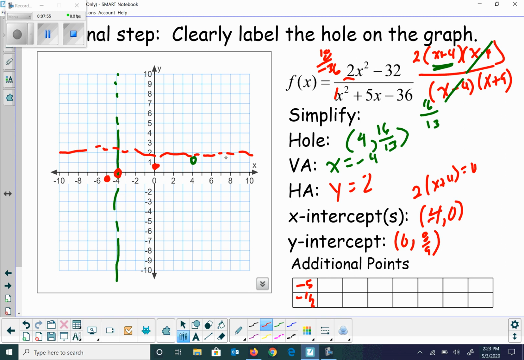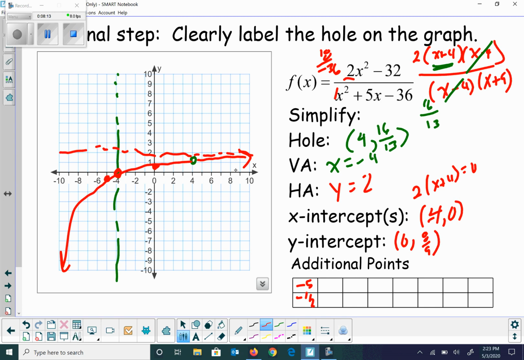I think we have kind of what this graph is going to look like. This graph is going to do this. It's going to skip over that hole, and it's going to probably go down from there. You can double check that on Desmos. So I might be off a little bit, but we have the hole correct, and we have the x and y intercepts correct.